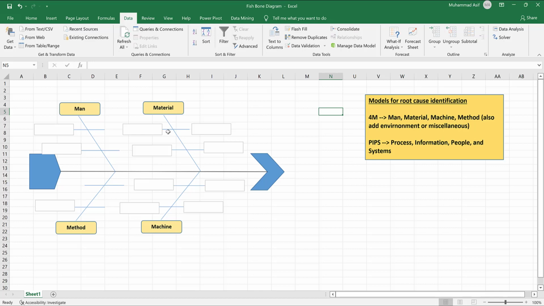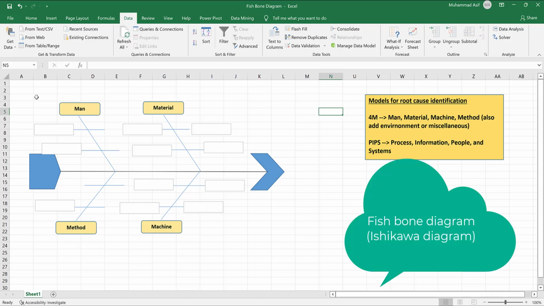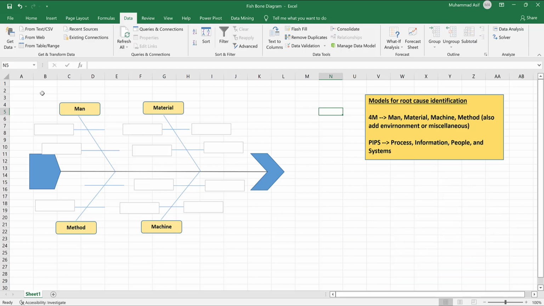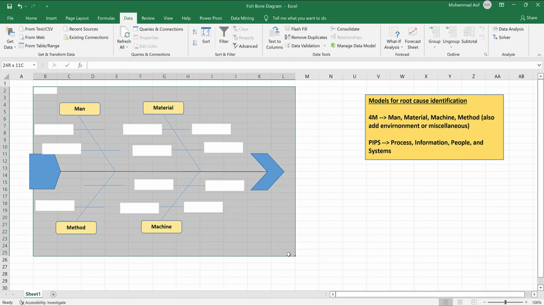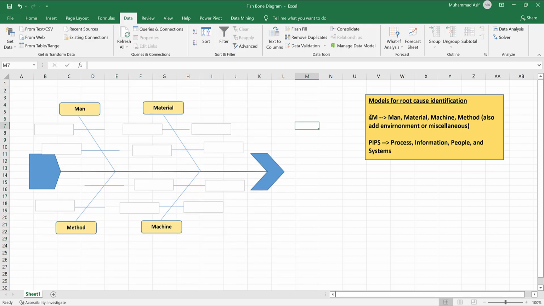The next topic is fishbone diagram, also called Ishikawa diagram. Fishbone diagram is used for identification of root cause of a problem. So this is a fishbone diagram, and the model or framework that is used for identifying problem is called 4M. 4M is one model, which means man, material, method, and machine. And you can also add some other elements like environment or miscellaneous, because there will always be some problem that may not belong to any of these four categories.